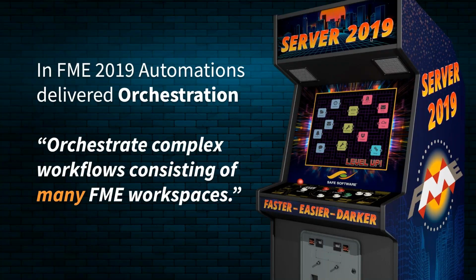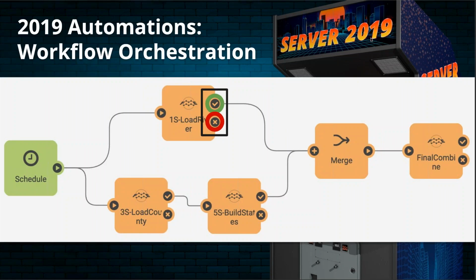So 2019 just really delivered the orchestration part of it. So it was probably the initial steps to making it very simple to run a workspace. So it'd be a case of, well, I want a schedule to run, and then I want this workspace to run, these two workspaces to run, merge the results, and then push them out.